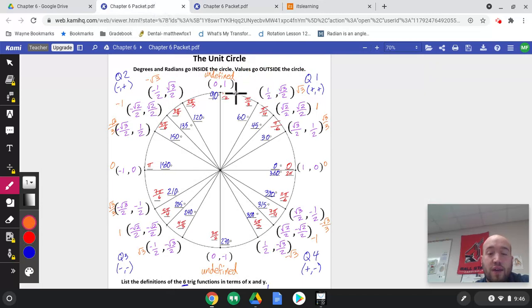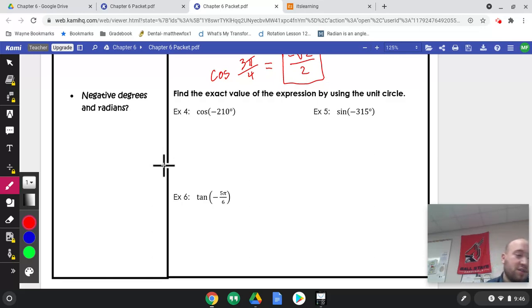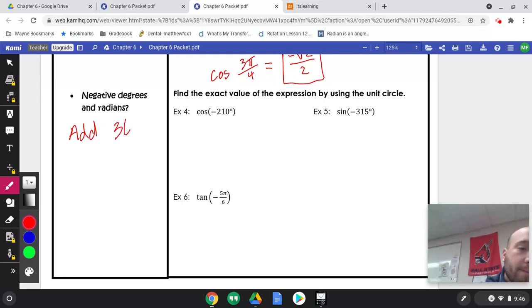So negative 210. It's totally up to you how you do this. If you want, you can come here. We know negative 180 would get us to here. 30 more would put us right here at the 150. That works. That takes a little bit of reasoning. An easier method might just be to add 360 if it's with degrees, or you can add 2 pi when you're dealing with radians. And I'll show what I mean by this.